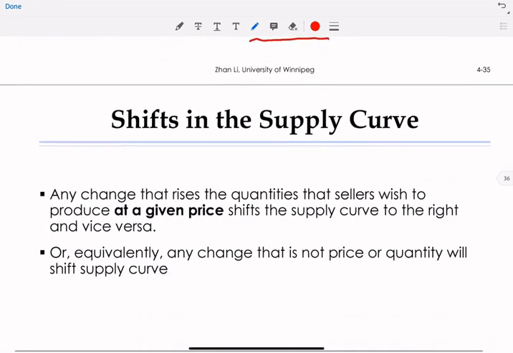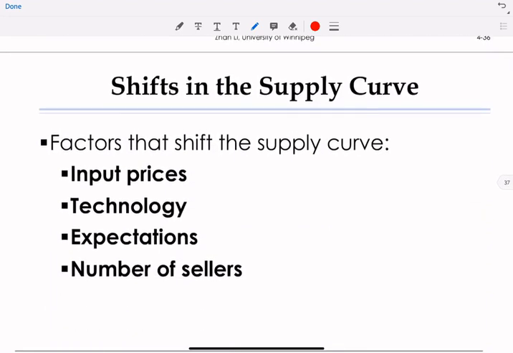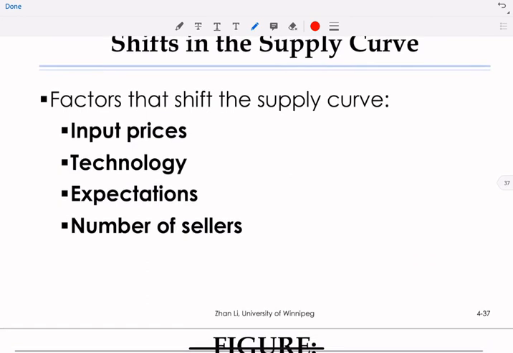Okay, let's think about shifts in the supply curve. Well, we have talked about shifts in the demand curve, so we actually have some experience thinking about shifts, right? Of course, this time we're dealing with the supply curve. So let's see what kind of factors we have here.